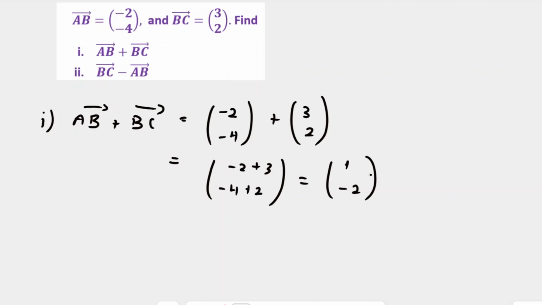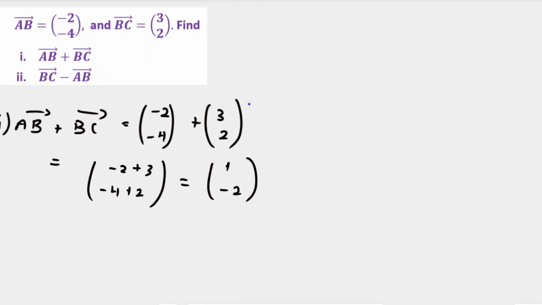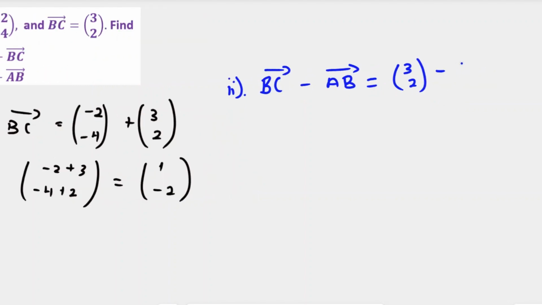Let's come to the next one. Okay, so let's get the last one here, that is ii. We have to find the vector BC minus the vector AB. So let's do our substitution straightforward and see how we can tackle it. The vector BC has components 3, 2, minus the vector AB, which has components -2, -4.